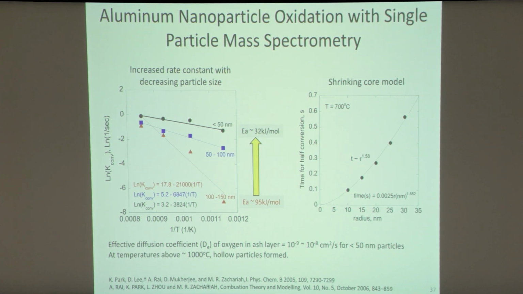And these were some nice experiments done by Mike Zachariah, in which he had a flow reactor. He created a stream of nanoparticles, let them react, and looked at the products being formed in a mass spectrometer. What he finds is, if I'm looking at the log of a reaction rate, for the larger particles he finds a larger activation energy, and for smaller particles he finds a smaller activation energy necessary for reaction.